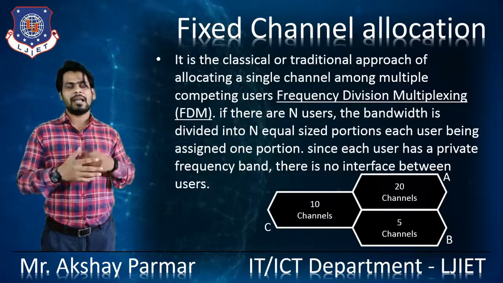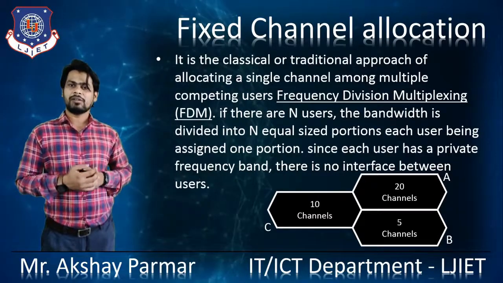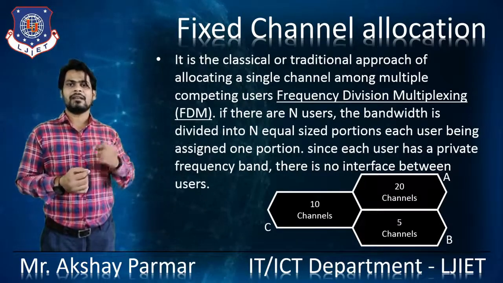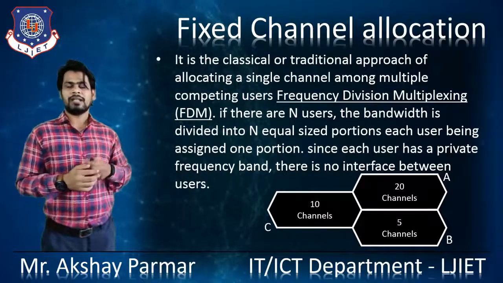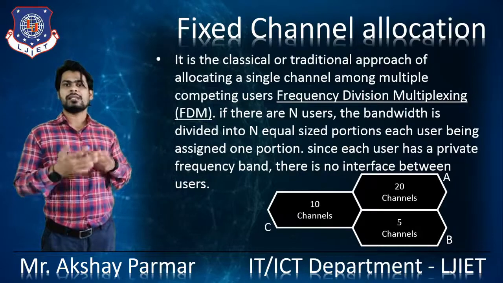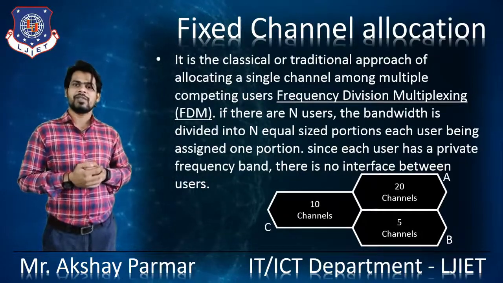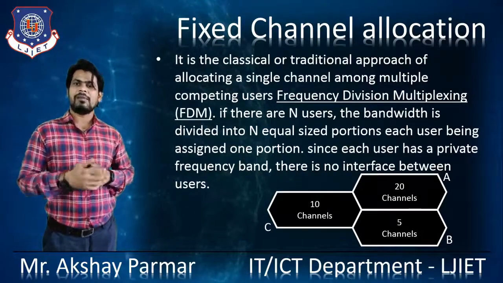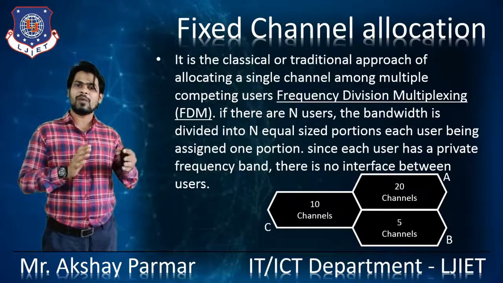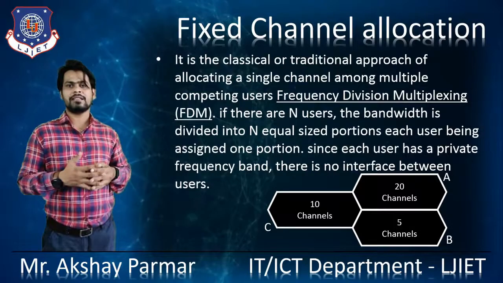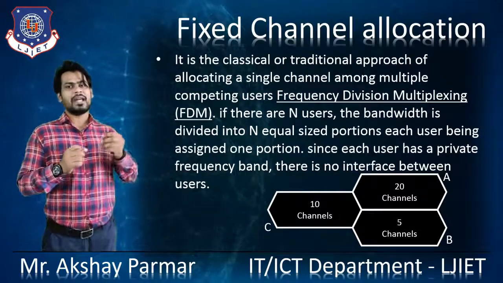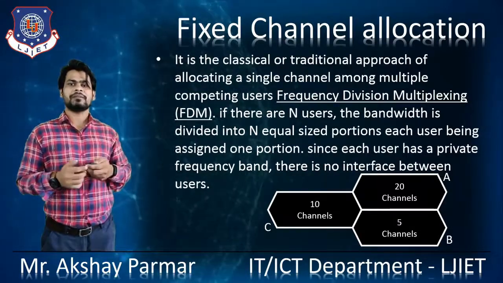So a collision cannot occur, because we are allocating a fixed portion to every user, and that is not varying, so there is no chance of collision. If there are n users and the bandwidth is divided into n equal-size portions, then there is no chance of collision, as every user has their own portion, right?